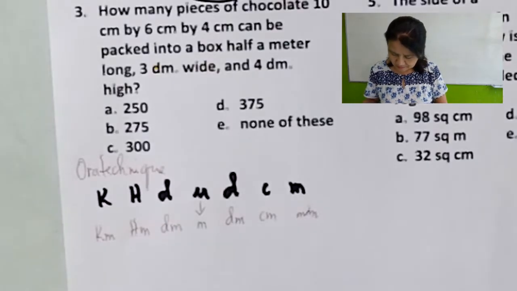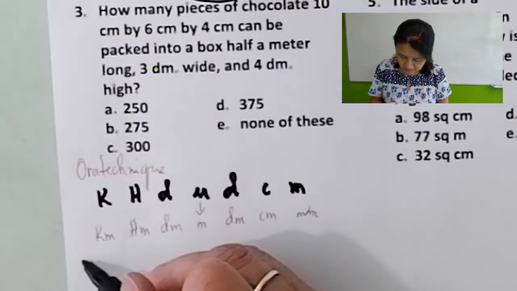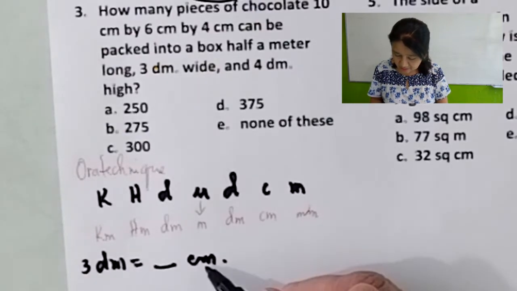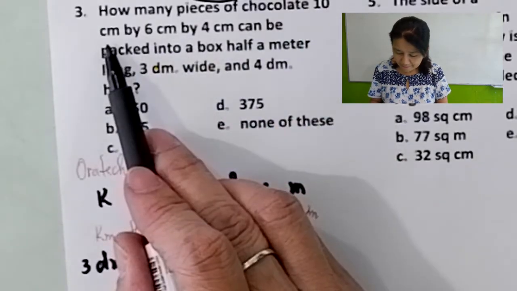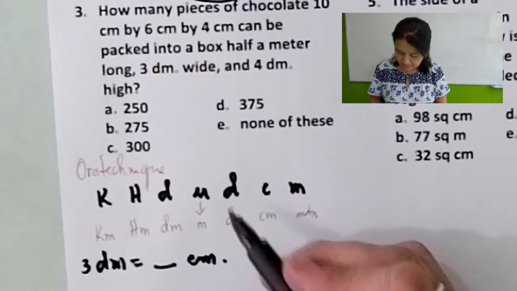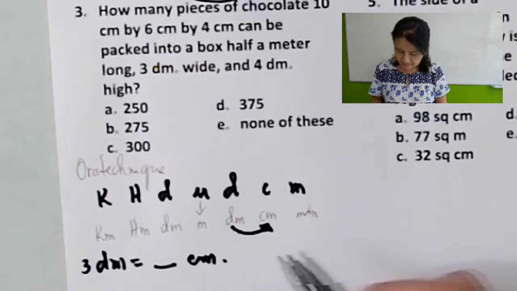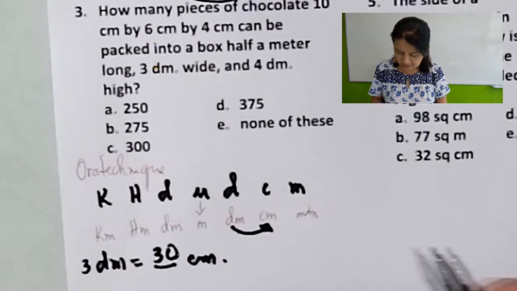Wait a minute. So for example, here, 3 decimeters equals blank centimeters. Why centimeter? Because our units must be constant, uniform for all. It's centimeter. So decimeter is here; how many centimeters? Move to the right, times 10. So this is 30 centimeters.